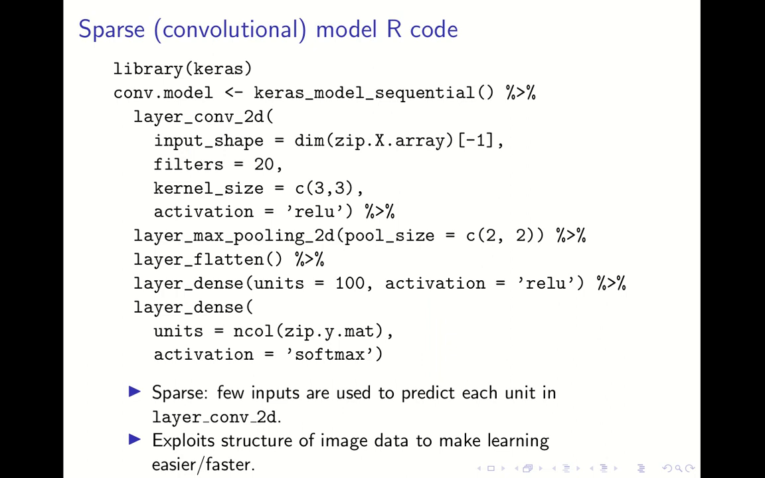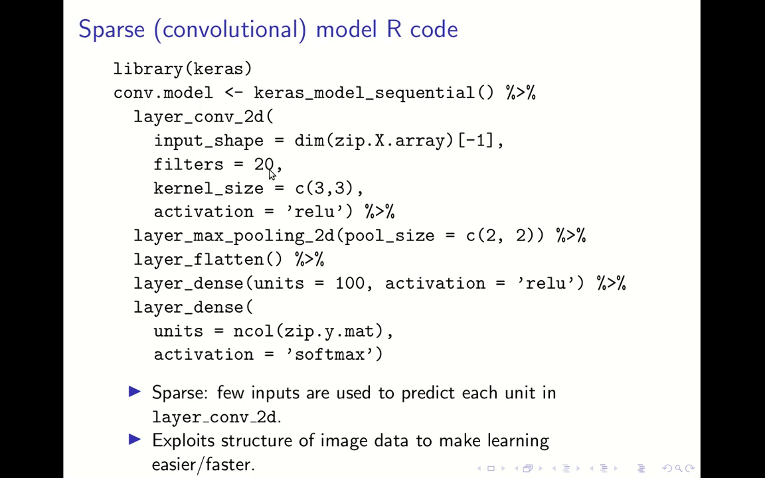So another model that we can define using this Keras framework is a convolutional neural network, and these are really successful in image processing applications. As we'll see, we'll get a much better accuracy with this convolutional model, because it's really exploiting the structure of image data to make learning easier and faster. The way it does it is with this layer conv 2D. This is a 2D convolution layer. And the idea is that you have to specify a certain number of filters, which is basically the number of hidden units in this layer.